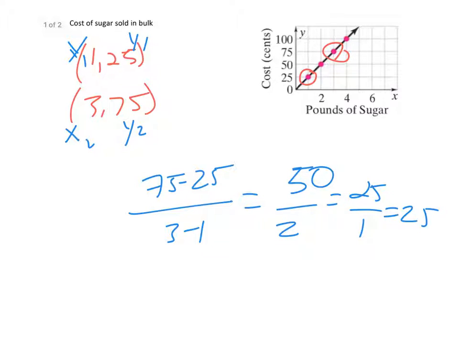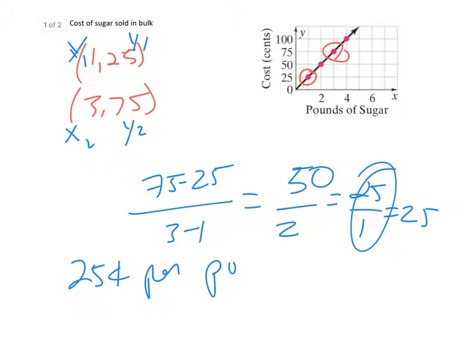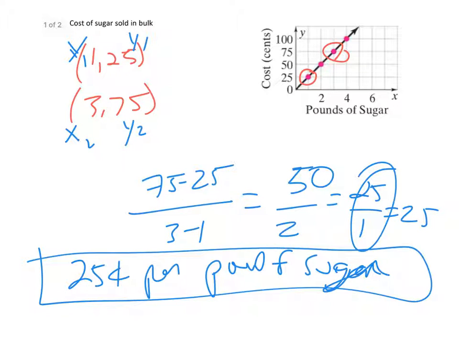Remember, the bottom is pounds of sugar, the top is cost in cents. So what that means is 25 cents per pound of sugar. S-U-G-A-R. I probably can't spell. Alrighty, that's what it means. I'm looking for words like that.